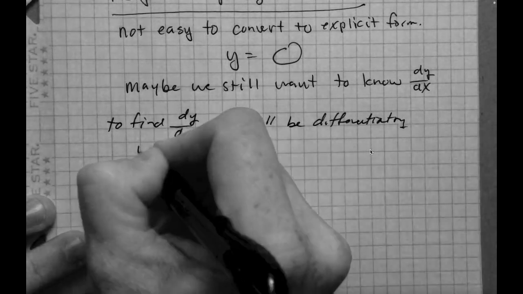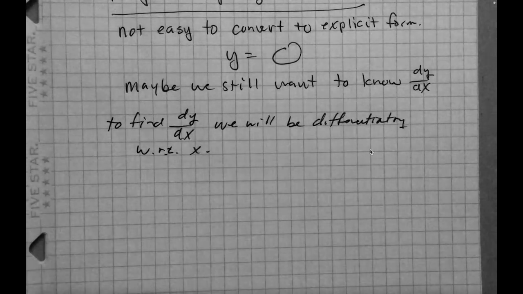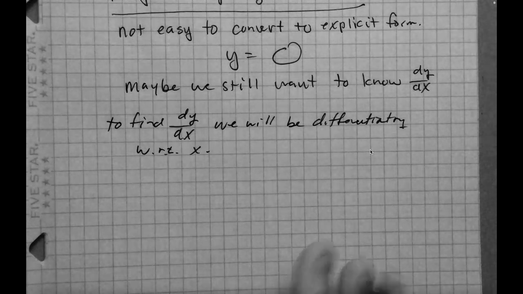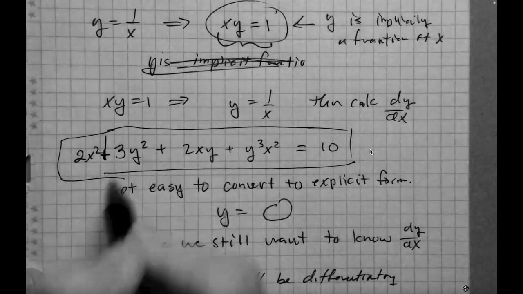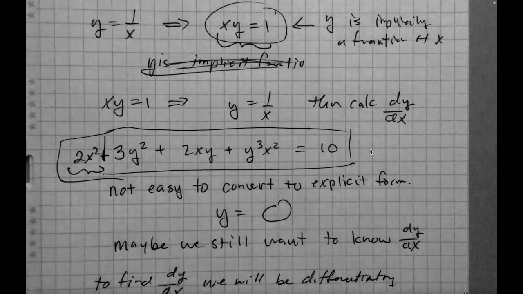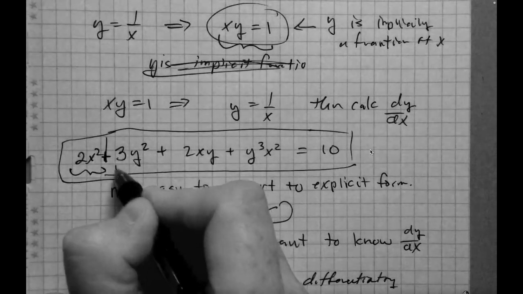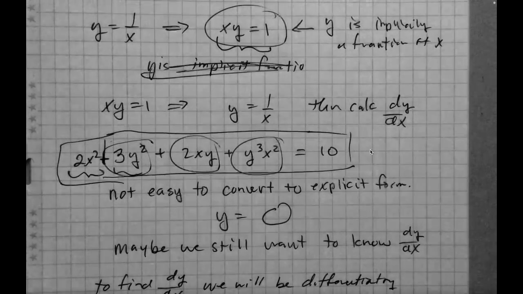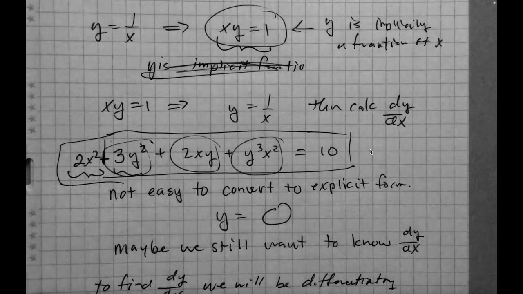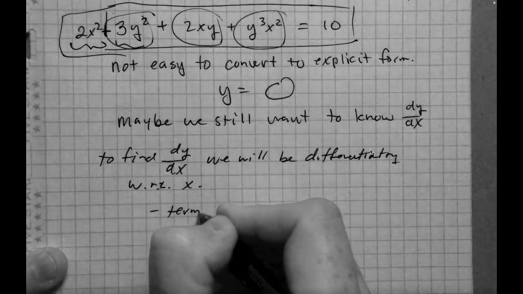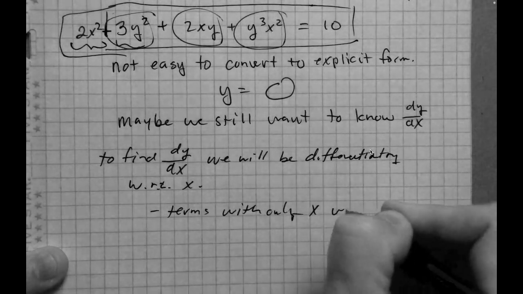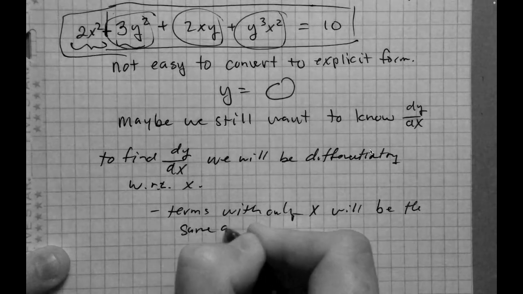Okay, with respect to x. Now, clearly the differentiation is the same with terms involving only x. So, for example, we don't have one in this example, but let's say we had 2x squared up front here. For the sake of argument, for this term, differentiation would be just like before. Nothing new there. It's all these other terms where you have a y in the mix. That's where the implicit differentiation is going to come into play, right? So to find dy dx, we will be differentiating with respect to x. Terms with only x will be the same as before.